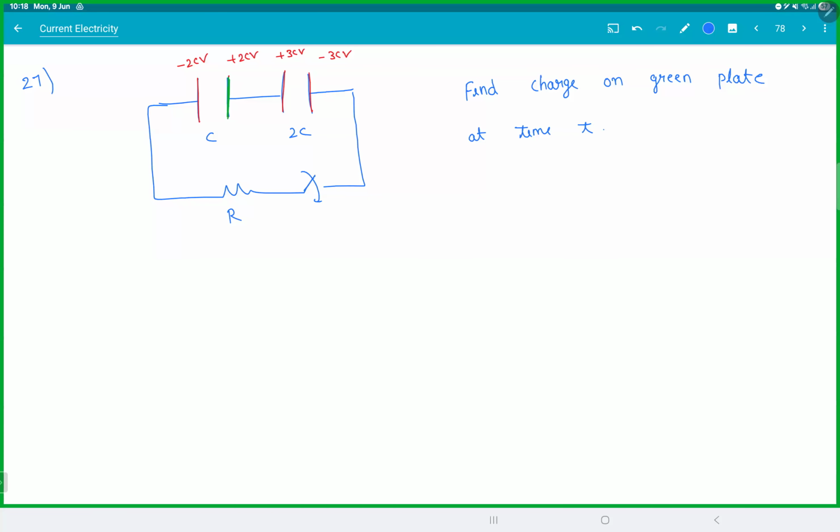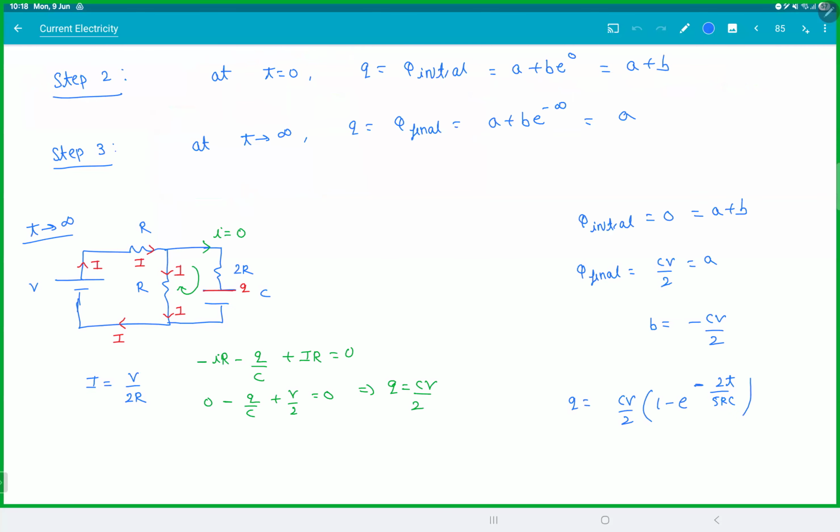If two capacitors of the same polarity are connected, you can use (C1 V1 + C2 V2) / (C1 + C2). You'll get the final potential, and from there you can get the final charges. So I can substitute here. Steps clear? Let me give you one question and you also give it a try.